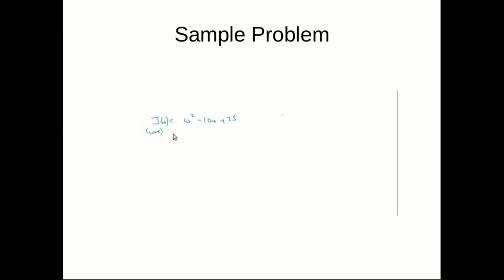This is our cost function, w square minus 10 times w plus 25. If you see over here, it's nothing but an expanded version of (w minus 5) whole square. So this is the cost function which we are going to minimize today.